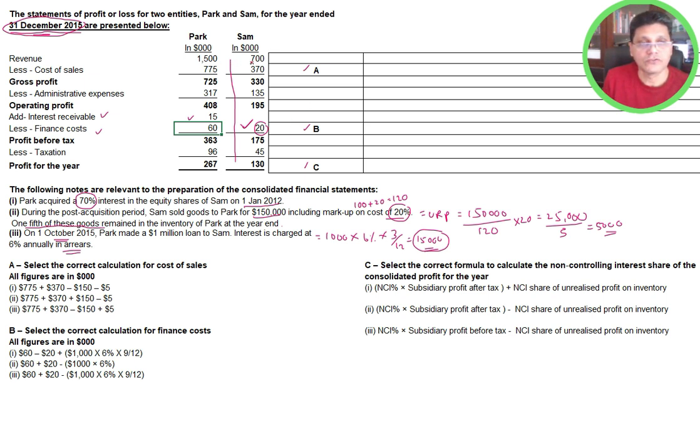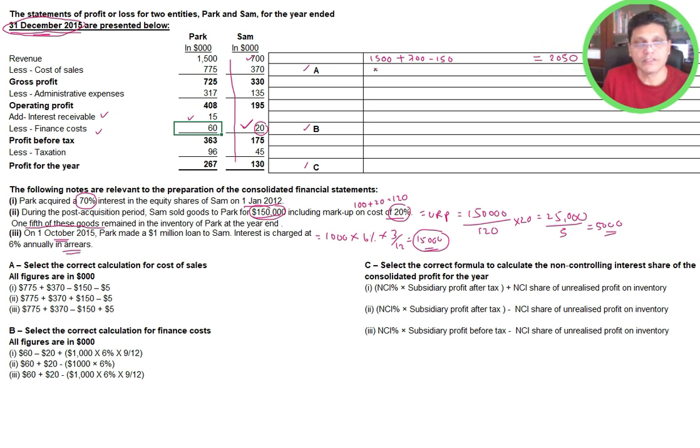In line by line consolidation, you need to add the revenues, 1,500 plus 700, minus this 150,000, because this is included in SAM's revenue, so therefore it has to be removed. Then the total amount will be how much? 2050. This is 2050.